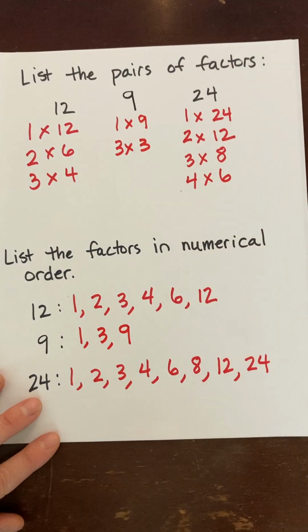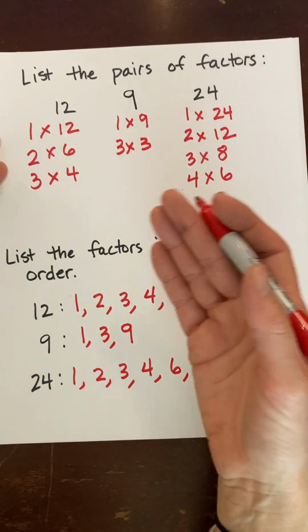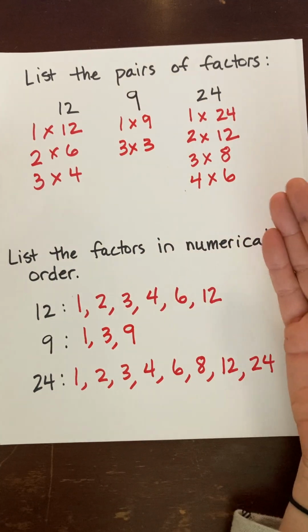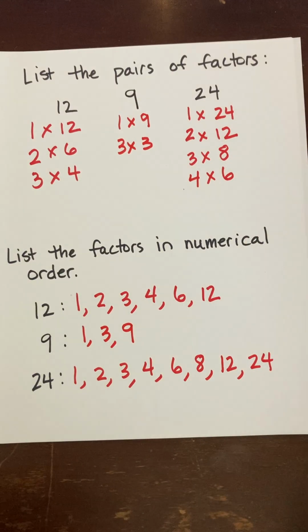So there we go. Our concept of factoring, what a factor is, and then being able to identify our pairs of factors. This comes from knowing our times table, and then after we have our pairs of factors, being able to write those factors in a list.